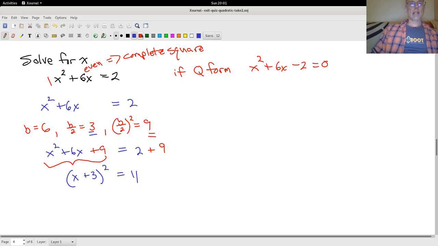Once I have that, I can take the square root of each side. So I'm going to have the square root on each side. And so that's the square root of x plus 3 squared, and that's equal to the square root of 11. On the left, the square root cancels if I put a plus or minus on the other side, and I'm stuck with the square root of 11. 11 doesn't factor, so that's it, square root of 11. Without a calculator, that's all I got.